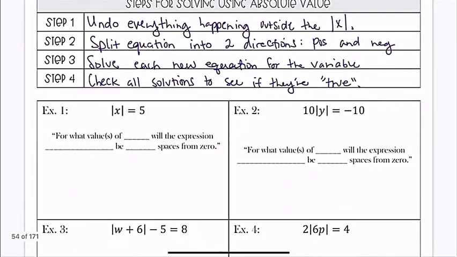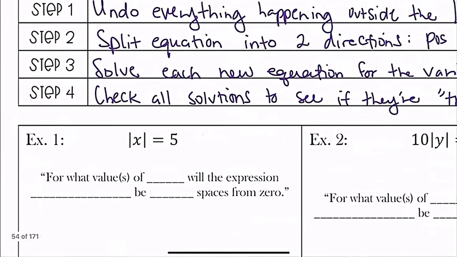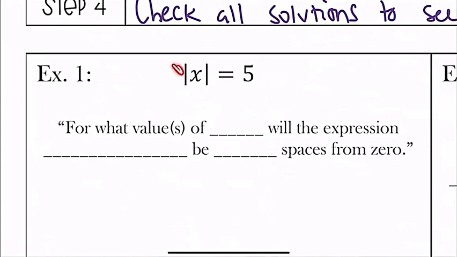Okay, here we go. Let's look at the first one. Example number 1 says the absolute value of x equals 5. Remember, step 1 is undo everything outside the absolute value. As you can see, I have nothing out here and nothing out here. So this absolute value is already by itself. This is what it looks like for an absolute value to be alone. There's nothing outside of it. And it is equal to a positive number.